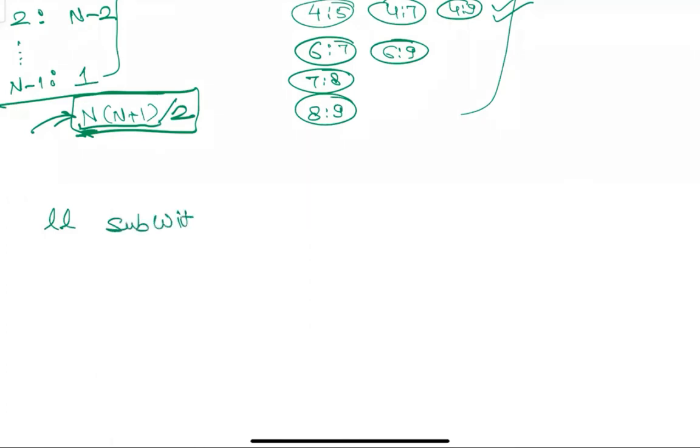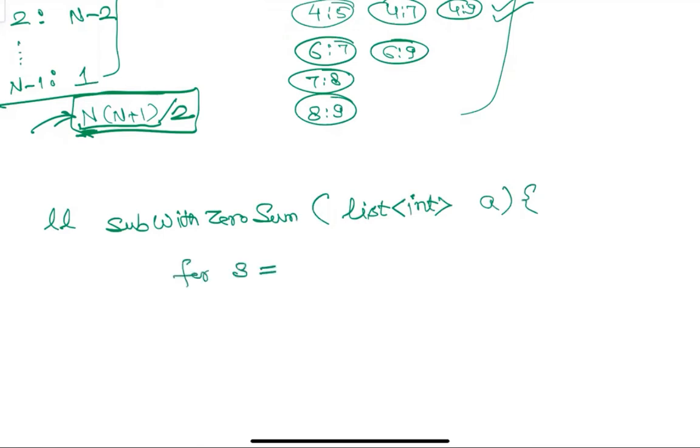Subarrays with 0 sum. I'm writing it like pseudocode. This is A that is given to us, and we have to count the subarrays. The approach we took just now: for every start index S from 0 to A dot size minus 1, and for every end index, where did our end index start from? From S to A dot size minus 1.